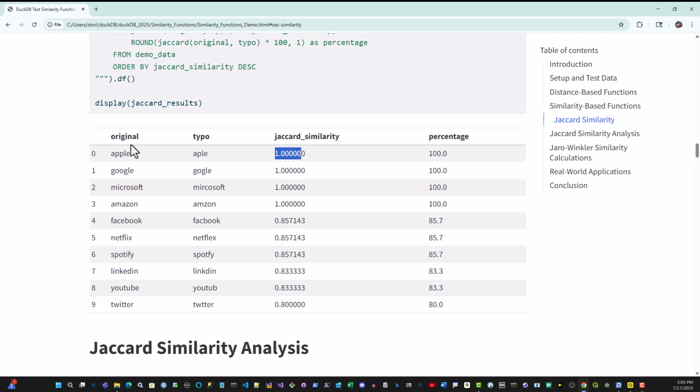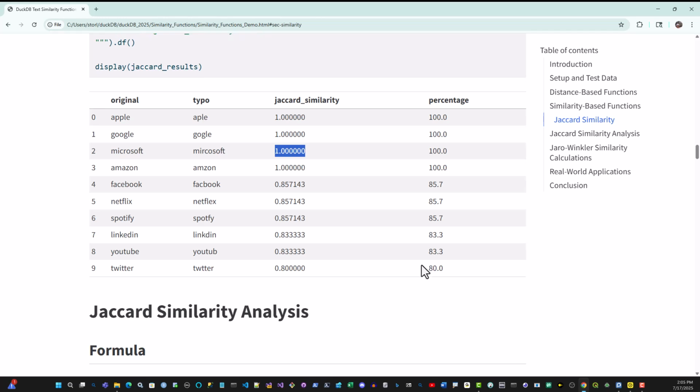You can see here, even though it's Apple with two P's and Apple with one P, it says 100%, 1.0. Remember, this calculation takes values between 0 and 1. But if you look at it, it's kind of strange. Why is it 100% matching here? Well, it all depends on how the formula is computed. If you look at Microsoft versus Microsoft, that's also 100%. Interesting. So let's figure out why that is.